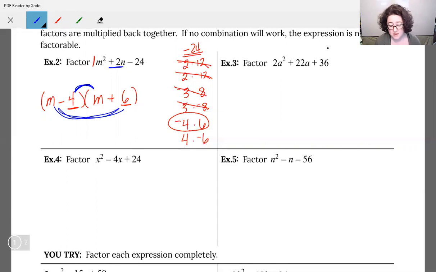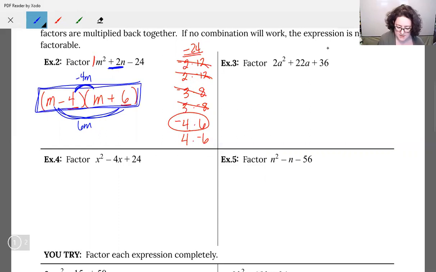But if I check my other values, I have a negative 4 times n and a 6 times m. And again, when I combine those, positive 6m minus 4m makes that positive 2 that I was trying to match in there. So my final factoring, my final solution, is m minus 4 times m plus 6.